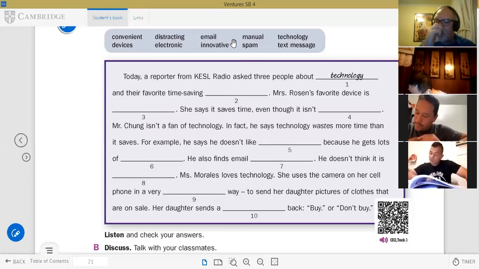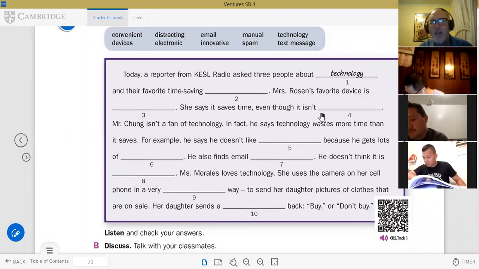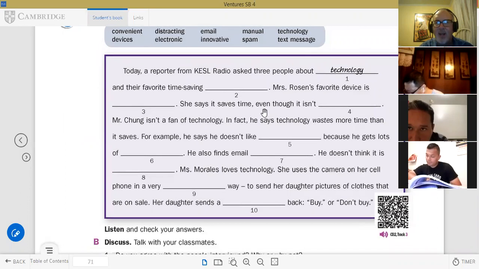Manual, right? Remember, she uses it with her hand. She says, I know it's manual, but I don't care. She says it saves time, even though it isn't. What's the opposite of manual? Electronic, right. She says it saves time, even though it isn't electronic. And notice that word, even though. Even though. I had to copy that.